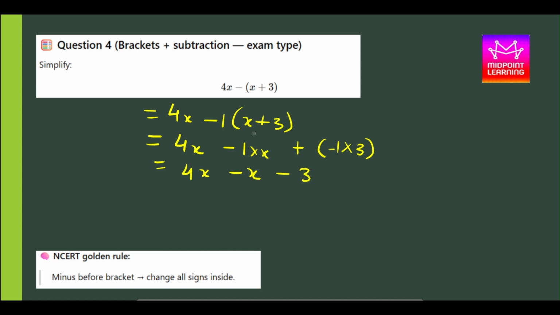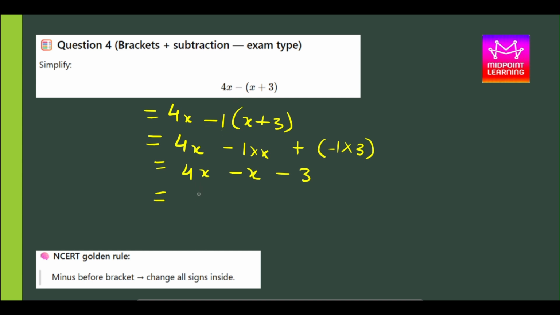So what actually happened, if you see closely, the minus or the negative sign outside the bracket changed the sign of every term inside it. X was positive, it became negative. 3 was positive, it became negative 3. Correct? It changed the sign of every term inside the bracket. So that's what happens if we have to handle the negative sign outside the bracket. It is same as negative 1, right?